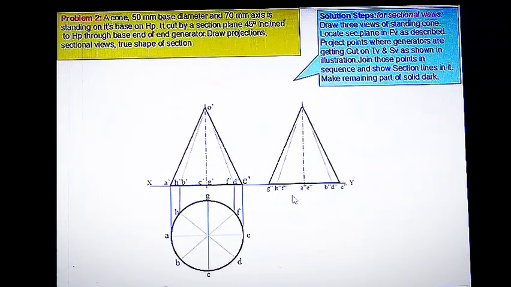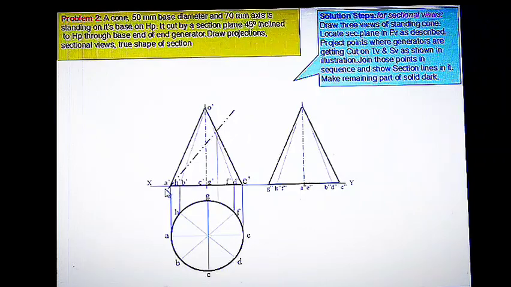Now the projection of this particular cone, having the required dimensions, is projected, and now we have to locate the cutting plane like this. The position of the cutting plane is given in the question in such a way that it is a section plane 45-degree inclined to the HP. This inclination will be 45-degree, and it passes through the base end of the end generator, that is, passing through point A dash.